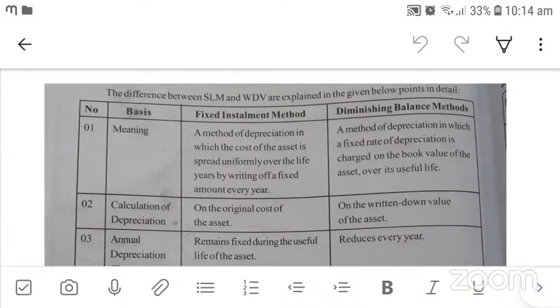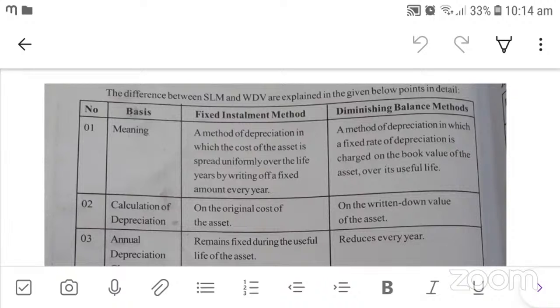In the straight line method, the amount of depreciation for every year will be the same. A fixed amount of depreciation we will charge for every year throughout the estimated life of the asset. In the diminishing balance method, a fixed rate of depreciation is charged on the book value of the asset over its useful life. Book value means after deducting the depreciation from the cost.